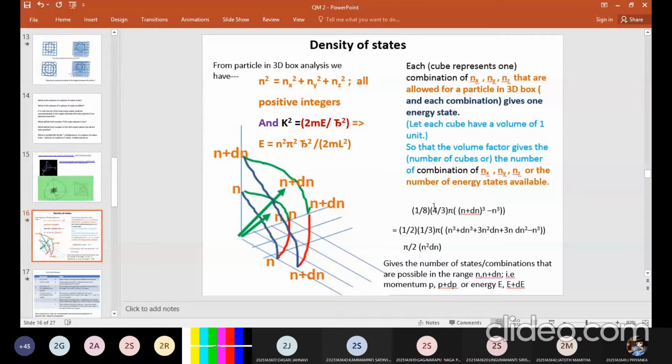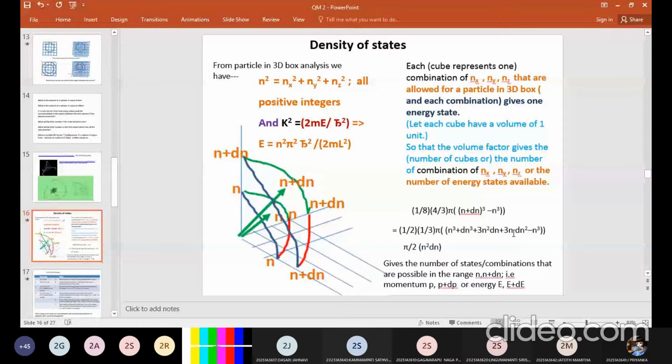Then this 4 and 1/8 gives 1/2. This is 1/3 and pi. And then this is expanded. This is what you get. Out of this expansion, I will neglect dn cube, and also neglect 3n dn square.